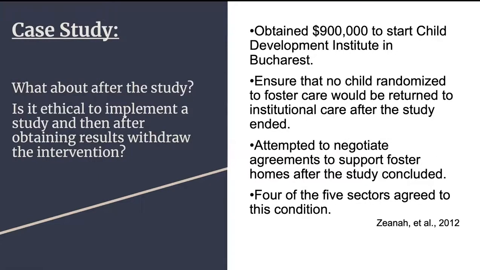In this particular case, there were reasonable concerns about the investigators who study high-risk or vulnerable populations. Their concern was, are we going to be able to support these children after? In this particular study, the investigators were able to obtain $900,000 in startup funding for the creation of a child development institute in Bucharest. They wanted to ensure that no child randomized to foster care would be returned to institutional care after the study ended. They made every attempt to negotiate agreements to support foster homes after the study concluded. 4 of the 5 sectors agreed to this condition.